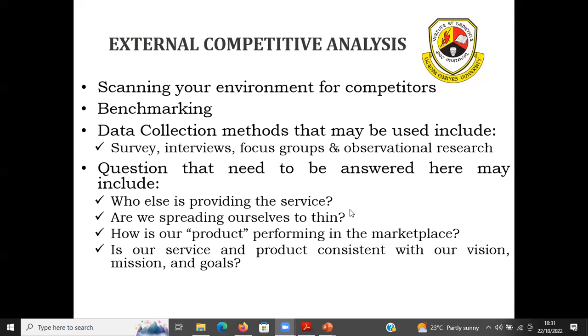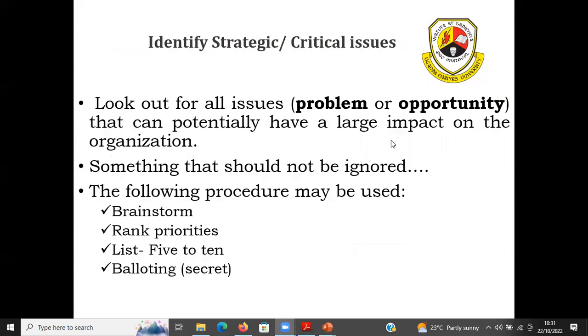Who else is providing the service? Are we spreading ourselves thin? How is our product performing in the market? Is our service and product consistent with our vision and mission statements? Again, we shall relate this to ICT when we come specifically to look at ICT strategy development.